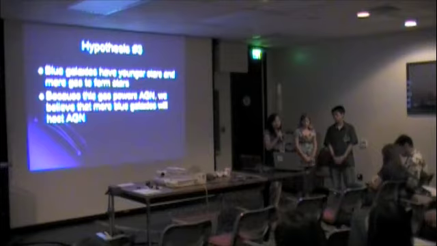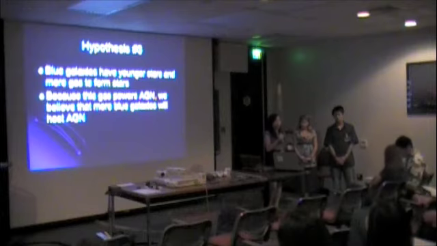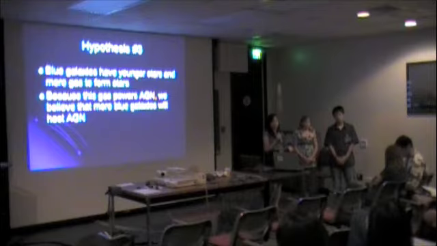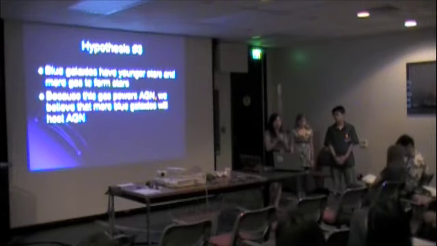Our third hypothesis is that more blue galaxies will host AGN. Blue galaxies are mainly spiral galaxies. They have much younger stars, and because they have younger stars, they have more gas to form more stars, and this gas is used to power the AGN.